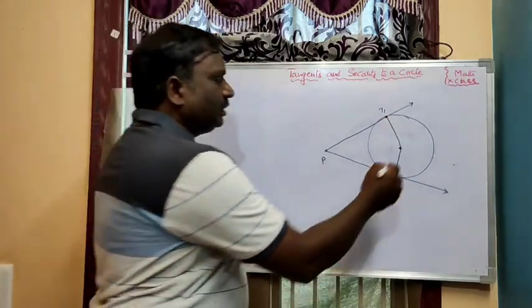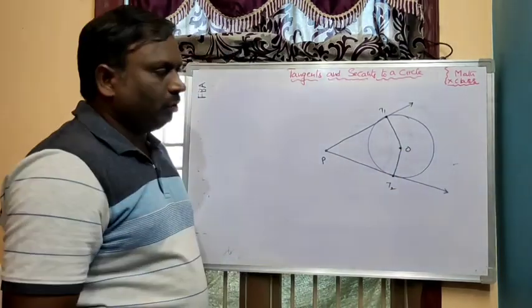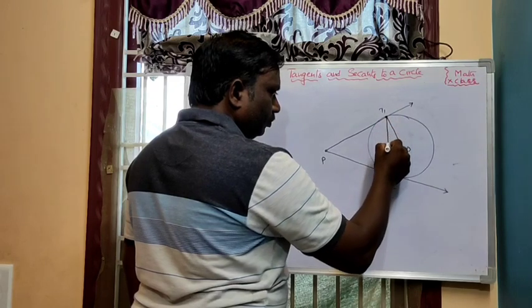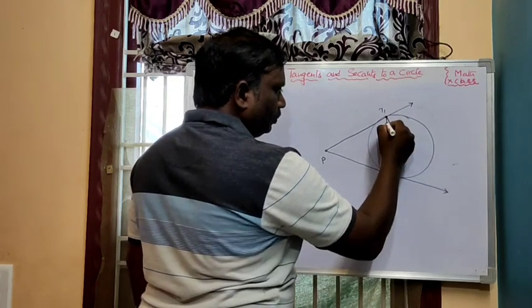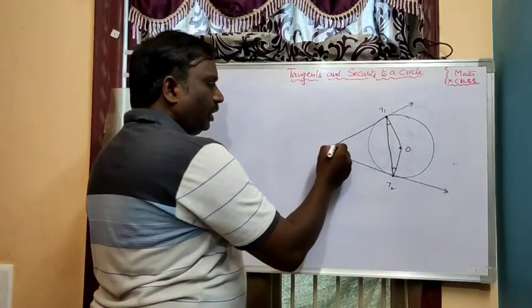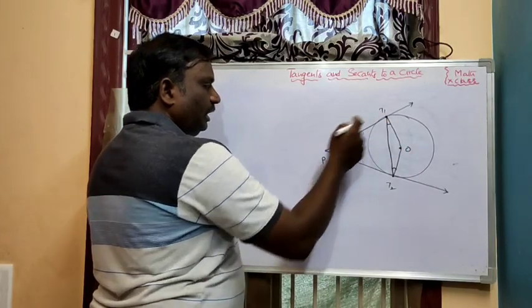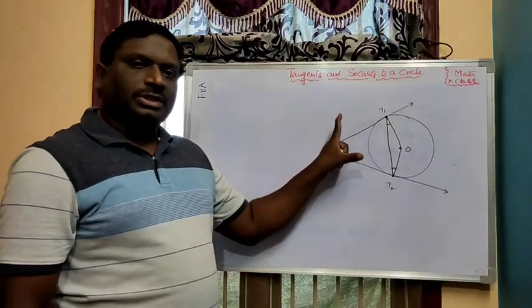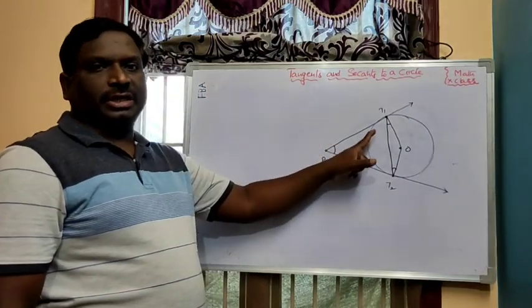Those two are the radii OT1 and OT2. If you join T1 and T2, two angles will be formed here. Those two angles are related to this T1PT2, where two tangents are drawn from an external point to the circle.